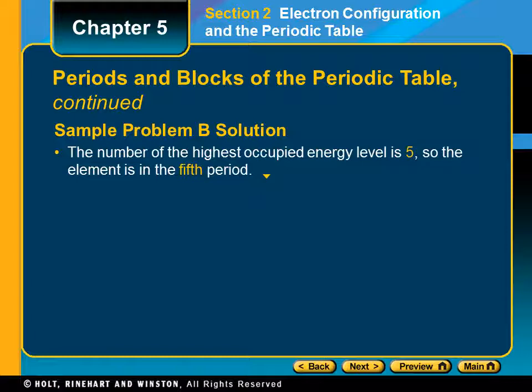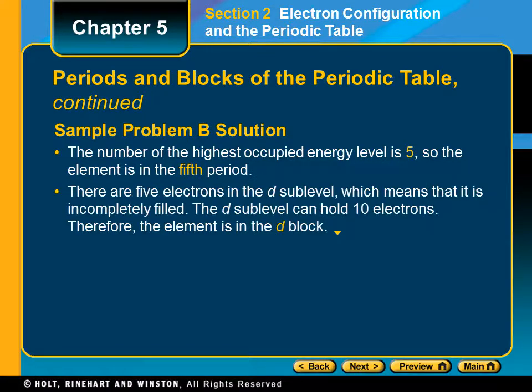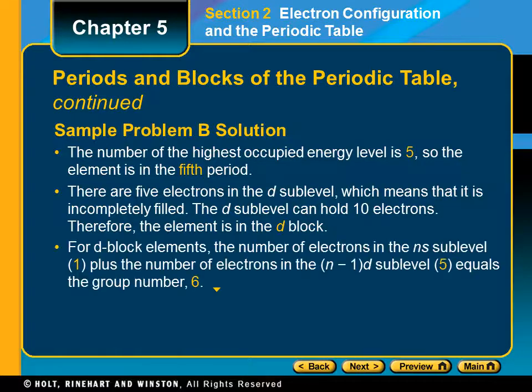The number of the highest occupied energy level is 5. We know that based on the electron configuration. So we know that the element is in the 5th period. There are 5 electrons in the d sublevel, which means that it is incompletely filled. You know that because you know how many electrons can go in a d sublevel. The d sublevel has 5 orbitals, 2 electrons per orbital means it can hold 10. In this case, it only has 5. Therefore, the element is in the d block.